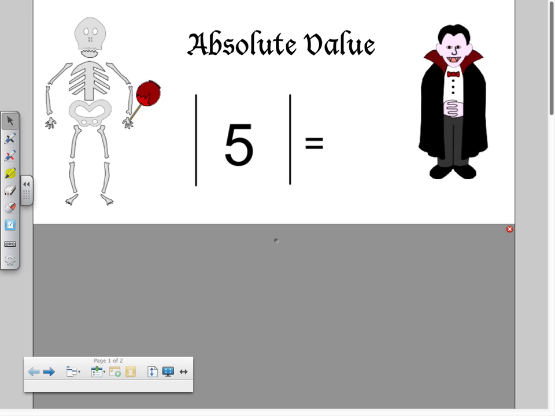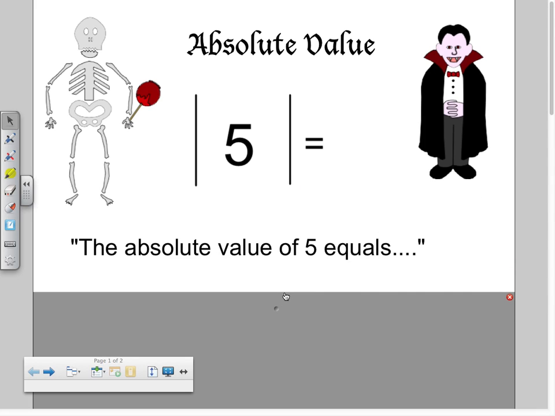The absolute value is an operation that's defined with these two long bars and a number inside. So what that says in English is the absolute value of 5 equals. Well, what does that actually mean? Well, what it means is that we want to know the distance that this number that's inside is from 0.